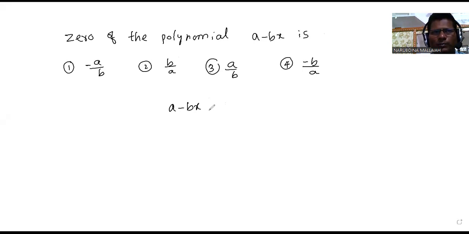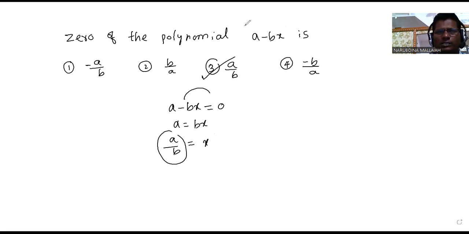To find the zero of the polynomial, we have to equate this with 0. Then a is equal to bx, sending minus bx to the other side it becomes plus bx. To find the x value, x is equal to a by b, as b comes to this side. So this is the third option, x is equal to a by b. If you place this a by b in the place of x, we get 0. That's why it is called the zero of the polynomial.